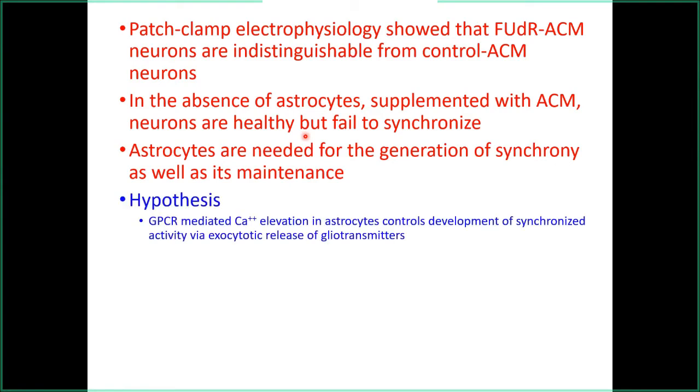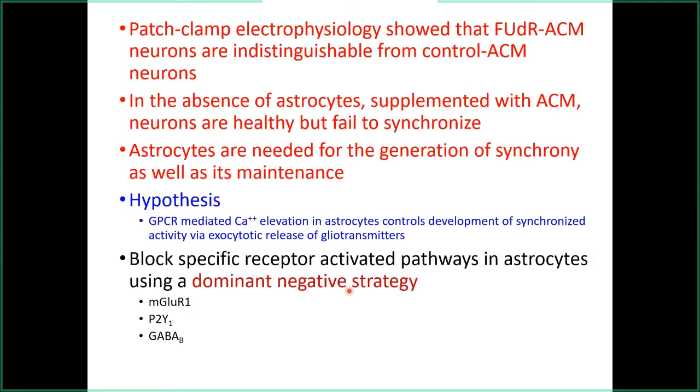Our hypothesis is that the GPCR coupled receptors on astrocytes via calcium elevations control the development of synchronous activity via exocytotic release of neurotransmitters. By now, astrocytes have been shown to express the metabotropic glutamate receptor, the P2Y1 purinergic receptor, and the GABA B. All of these are metabotropic. They're not ionotropic channels.